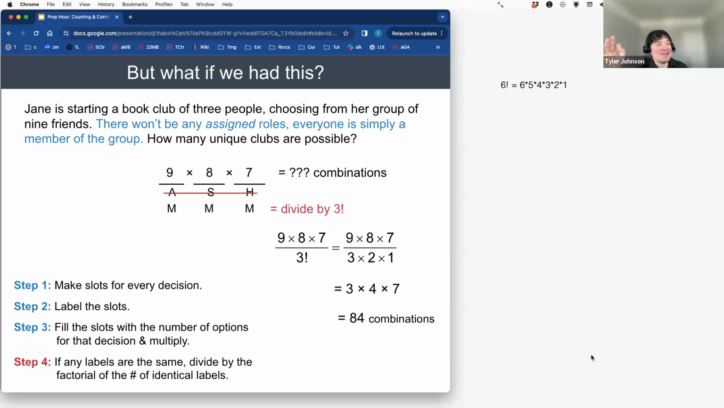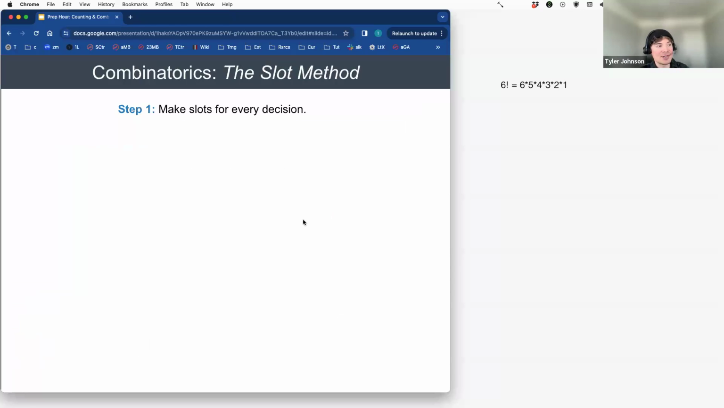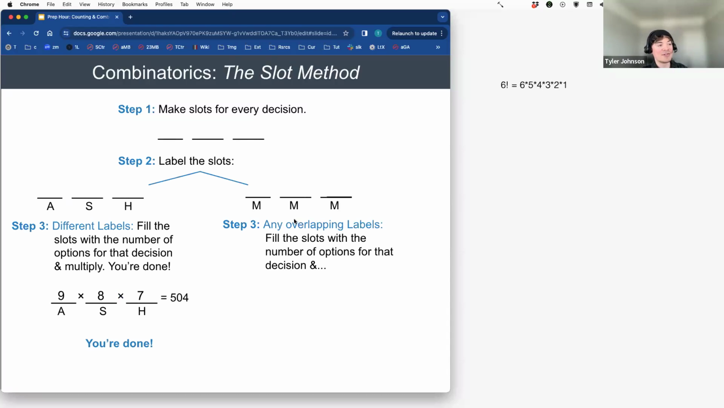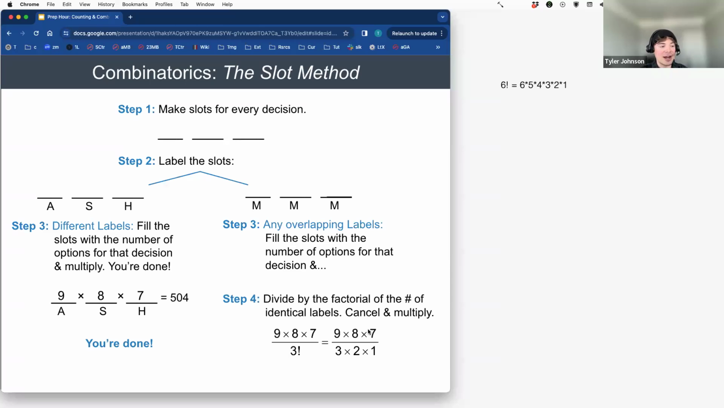So I know that was kind of a lot, but to recap, here's the process one more time. First step, you draw a slot for every decision being made. Second thing you want to do is label each of those slots. If every label is unique, then all you have to do is populate those slots from your pools and multiply, and you're done. However, depending on the problem, if you have slots with matching labels, then not only are you going to populate those slots, but you also have to divide by the factorial of matching labels. And then you're done.